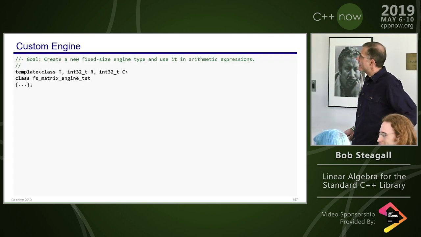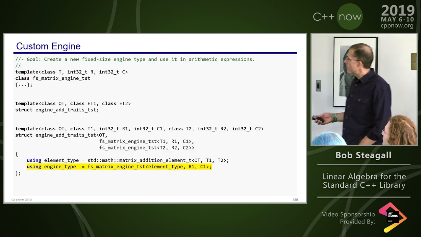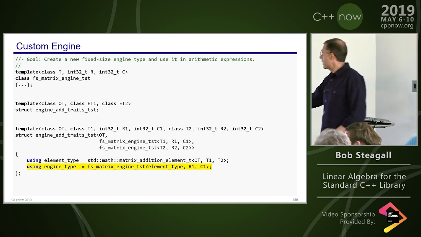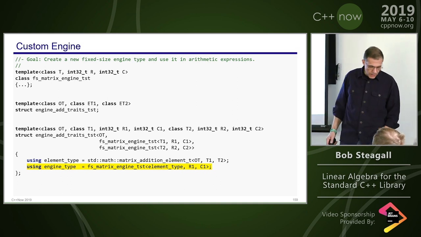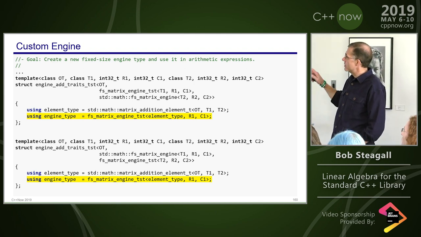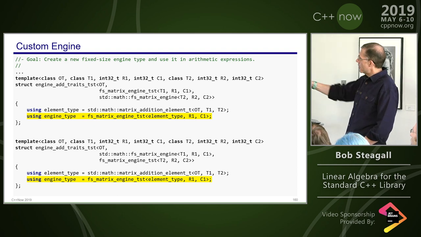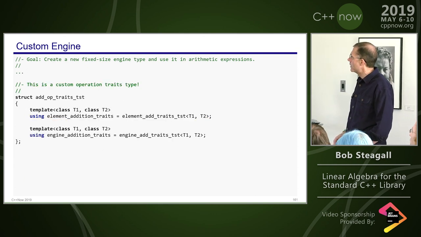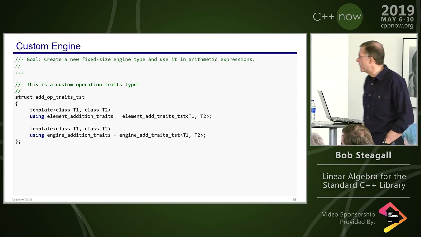Engine type, similar idea. Say I want to create a new fixed size engine. What I would do is create my own addition traits type, and I would add a partial specialization to detect that in expressions. I'm also going to add partial specializations to detect the case where I'm using my new fixed size type with the standard one. In all three cases, my resulting engine type is going to be my new fixed size type. I'm going to add those engine addition traits to my custom operation traits.